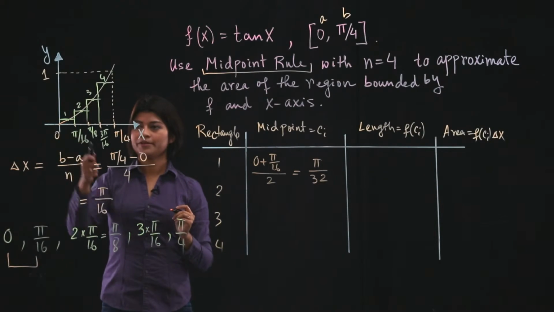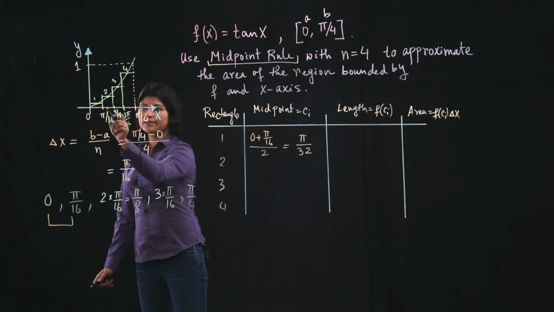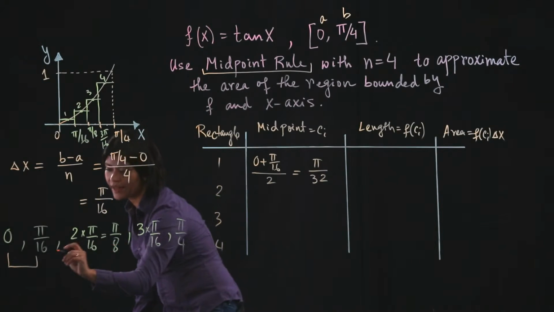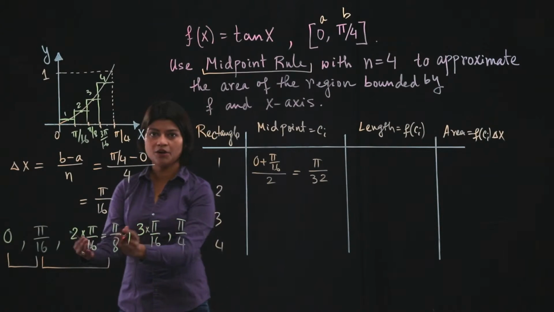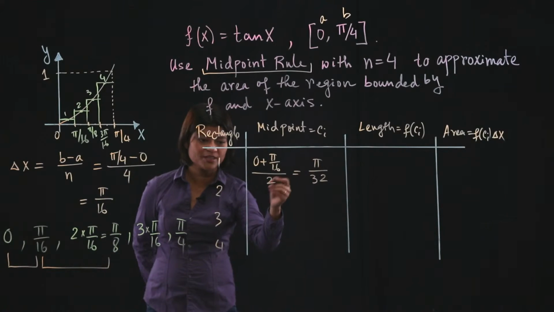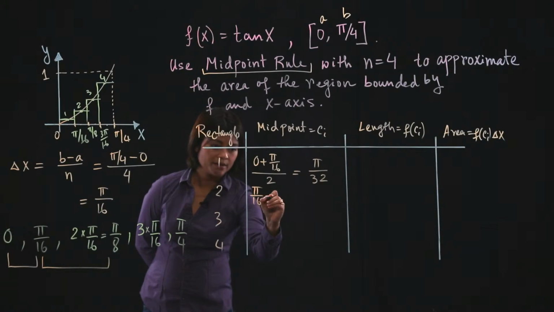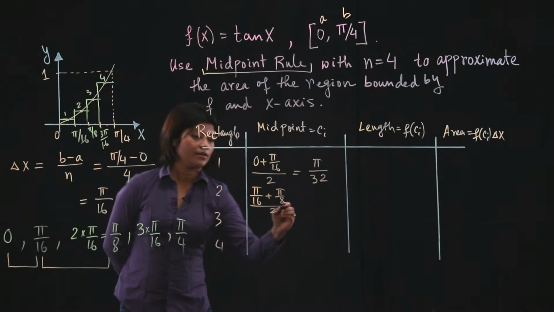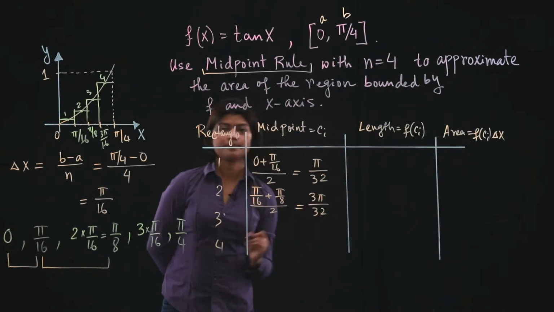That's the first midpoint. So for the second midpoint, we have to consider the next subinterval, that's between pi over 16 and pi over 8. How to find the midpoint? Well, same way as before. You add pi over 16 and pi over 8 and divide by 2. And that is 3 pi over 32.